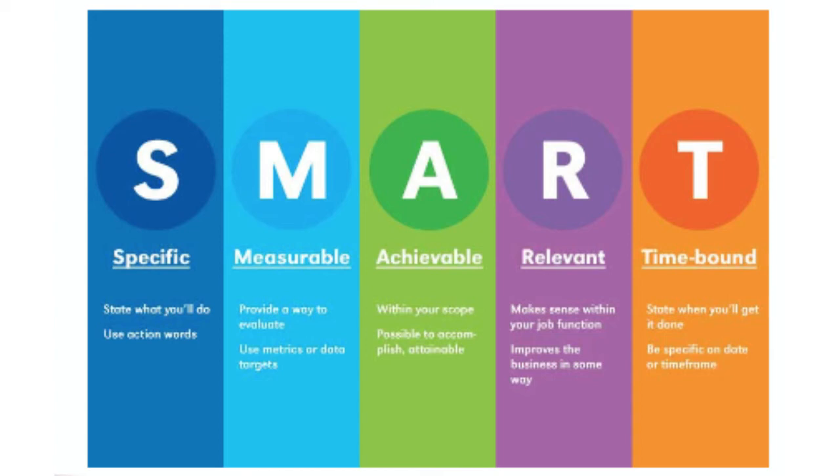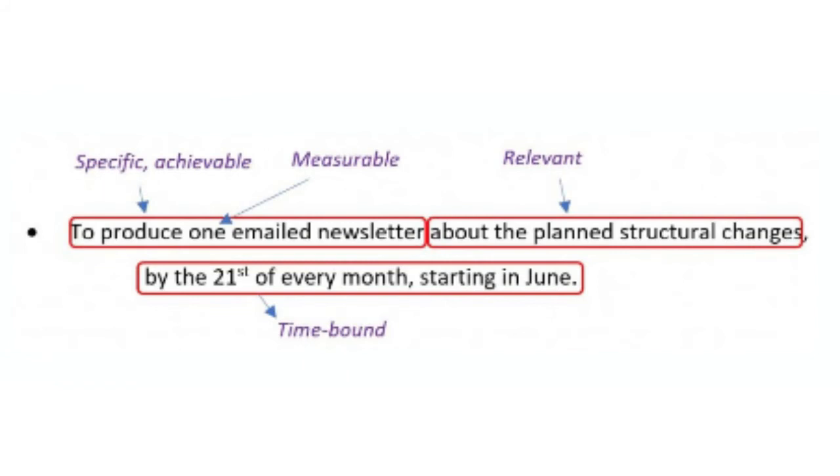The A is for actionable. It must be relevant, which is the R, to the problem, and it must be time-bound. Examples of a SMART project objective could include to produce one emailed newsletter about the planned structural changes by the 21st of every month starting in June.